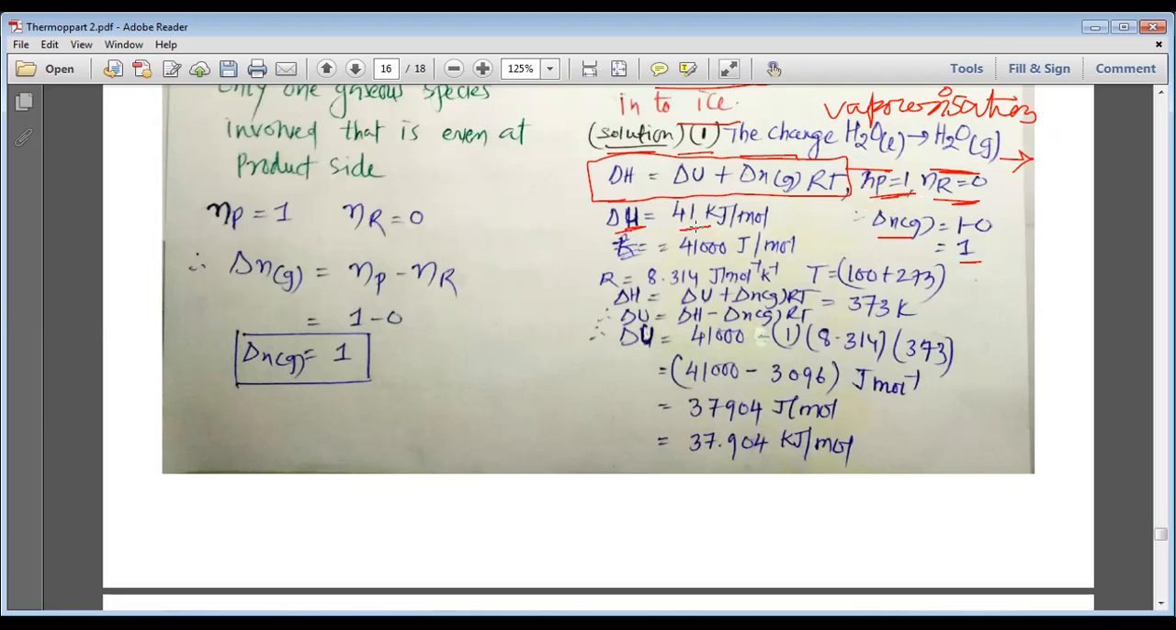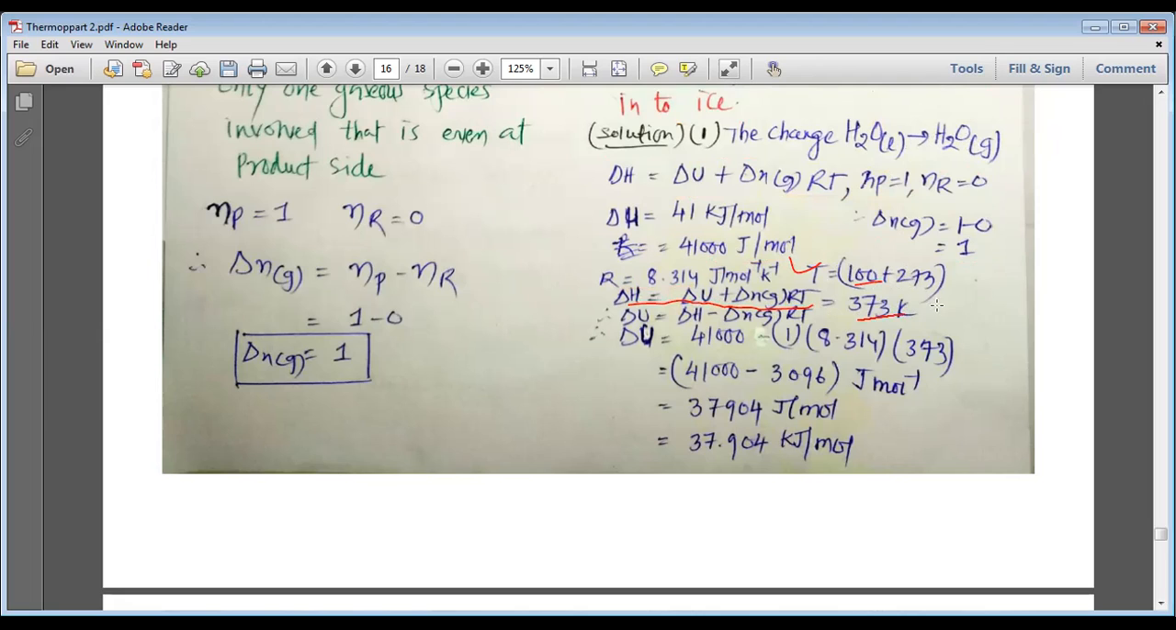The value for delta H is given as 41 kilojoule per mole, that is 41,000 joule per mole. This kilo is multiplied by 1000, and here the value of R is 8.314 joule per mole per Kelvin. As the value of R is in joule, we need to convert this value of enthalpy, which was in kilojoule, to joule. So we are well aware that delta H is equal to delta U plus delta N gas RT. We know that temperature is 100 degrees centigrade because vaporization takes place at 100 degrees centigrade, that is 373 Kelvin. So we can put all the values into the equation delta H is equal to delta U plus delta N gas RT.